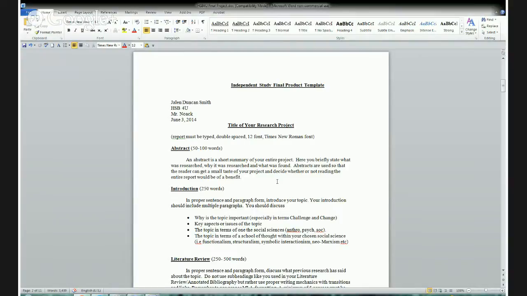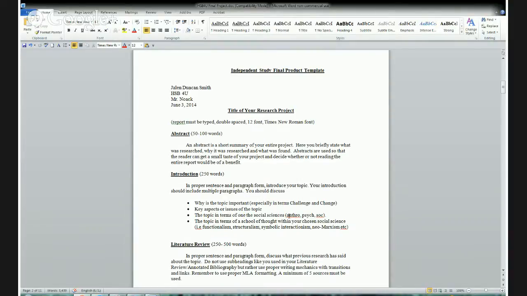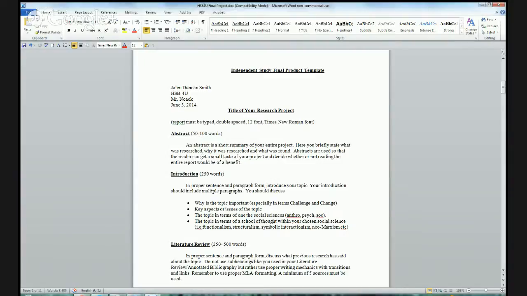Then we're going to break it down one more time. Within the social science that you write it in, at the start of the year, we did the schools of thought. I want you to break down your topic that much more by using one of the schools of thought within your given social science. That's functionalism, structuralism, neo-Marxism, interactionism, and you're going to see how someone from that school of thought would see your issue.